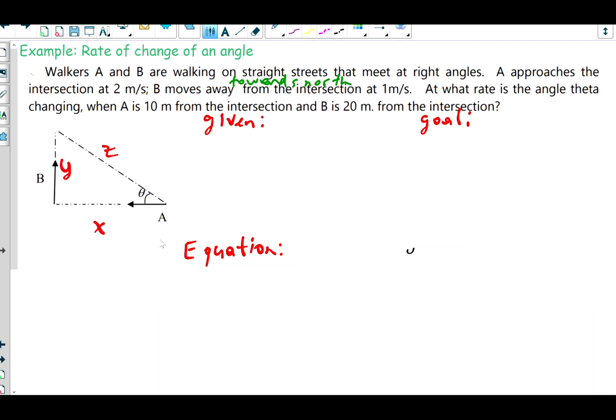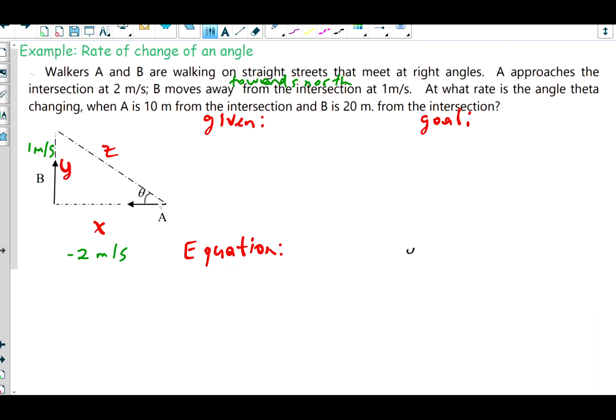So X is approaching at a rate of 2 meters per second. And because that distance is getting smaller, you might represent it as negative 2 meters per second. And B is moving away, so that distance is getting bigger, so you might represent it as positive 1 meter per second. Wait a minute, what did I do there? Let's see, A is approaching at a rate of 2, B is moving away at a rate of 1, so this should be 1 right there, 1 meter per second, and that's positive. Okay, at what rate is the angle theta changing, when A is 10 and B is 20 from the intersection?